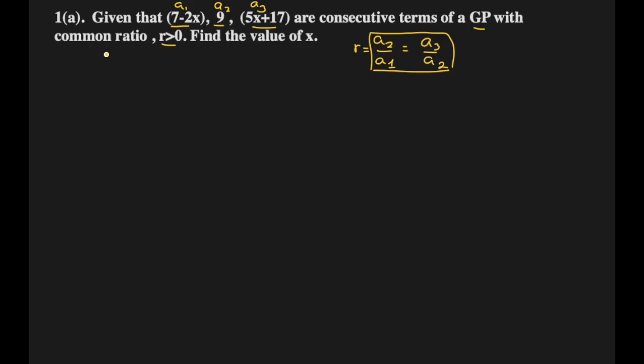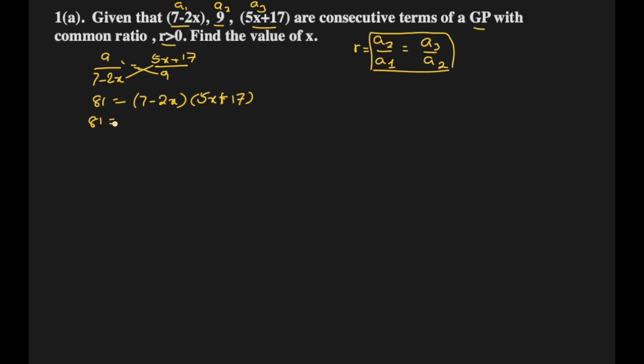So the second term A2 is 9, divided by 7 minus 2x, the first term. The third term is 5x plus 17 divided by 9, again the second term, and cross multiply. 9 multiplies with 9, so 9 times 9 is 81 on the left side, and here we will get 7 minus 2x times 5x plus 17, and let's open, we'll get a quadratic equation out of this.